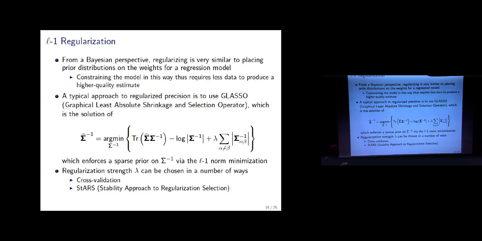The regularization strength lambda can be chosen in a number of different ways. The simplest way is to cross-validate it against target levels of sparsity. The far more interesting approach is to use something called the STARS algorithm, which uses all sorts of measures like AIC, BIC, and sports-based criterion, and runs all of these through various iterations to produce a target level of expected sparsity.